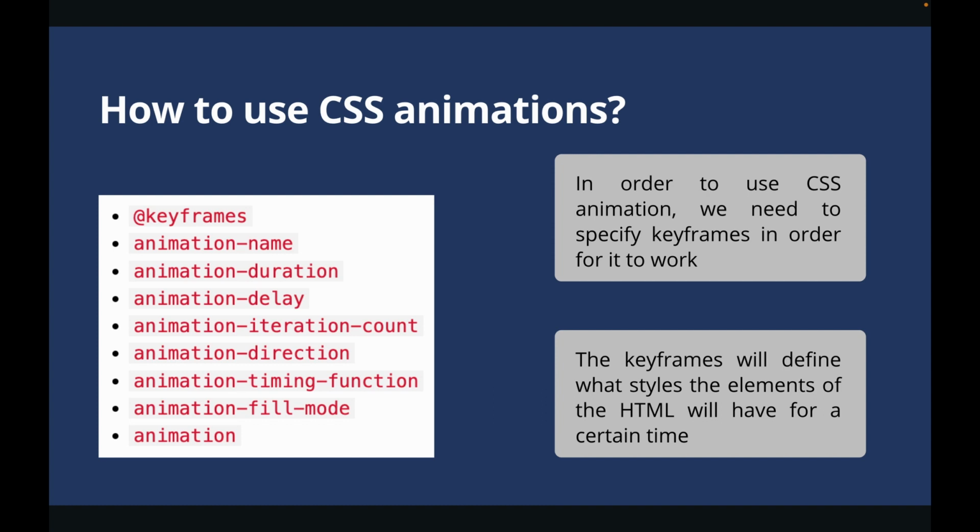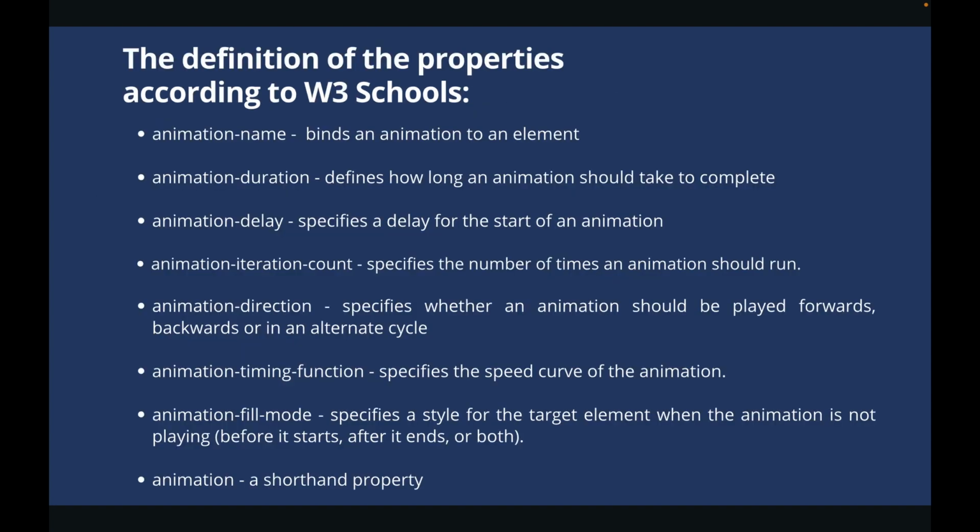And on the left, we see a list of properties for CSS animations. They are @keyframes, animation-name, animation-duration, animation-delay, animation-iteration-count, animation-direction, animation-timing-function, animation-fill-mode, and lastly, animation. Now, we have a list of definitions for the properties for the CSS animation.